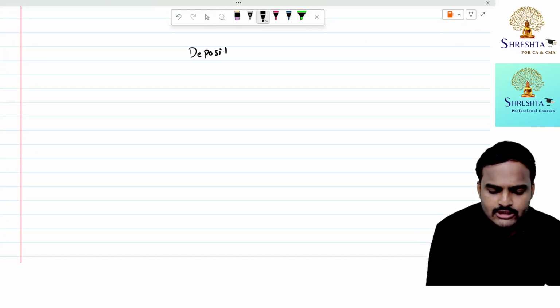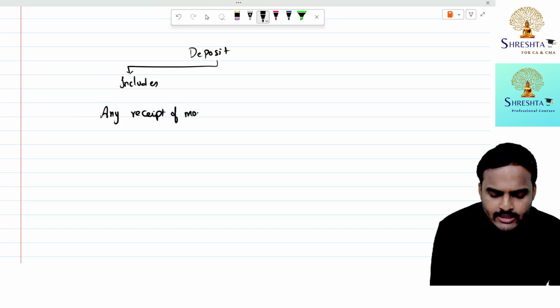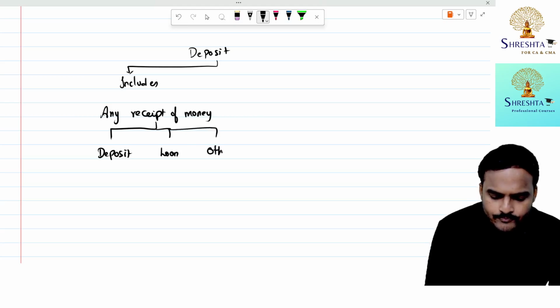So simply, if you look at the definition of deposits, tell me. Definition for deposit: deposit includes any receipt of money. That receipt may be in the form of deposit, next loan, next any other form.